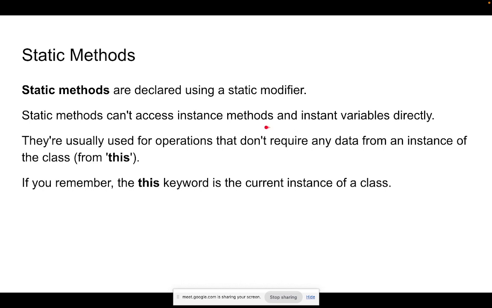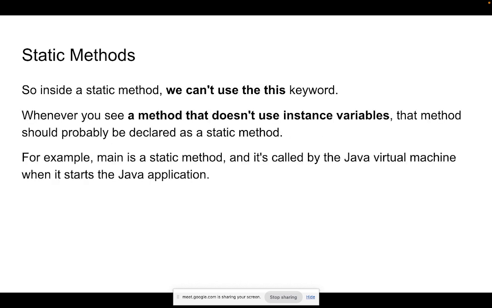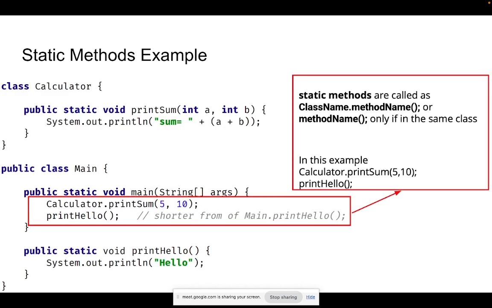You also cannot use this, because this is used to specify the current object, the current instance of the class. So inside a static method we can't use the this keyword. Also, whenever you see a method that doesn't use an instance variable, you should probably declare it a static method. A static method lets the Java virtual machine know what kind of method it has, so it acquires the appropriate kind of memory.